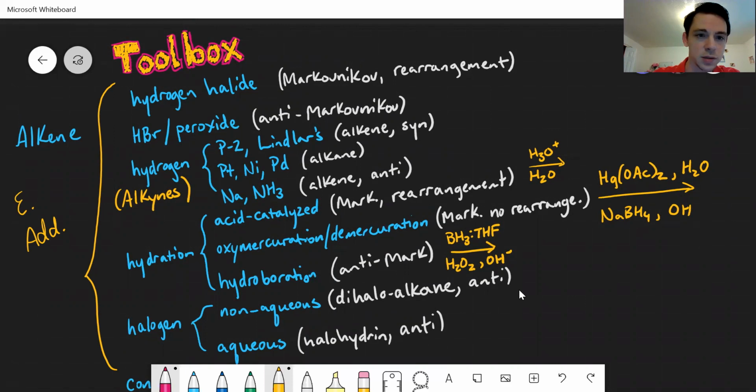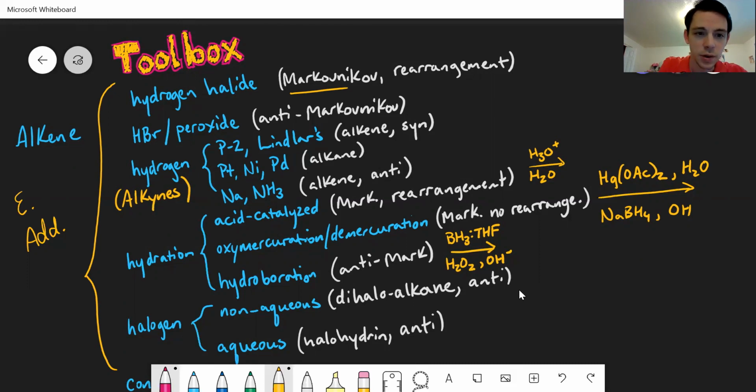So the first is we can add a hydrogen halide like HCl, HBr, or well, just those two add easily. Those follow Markovnikov arrangement, and they allow for rearrangement due to the presence of a carbocation intermediate. Okay, so these are going to add Cl or Br onto the most substituted carbon near the double bond, and they do allow for rearrangement.